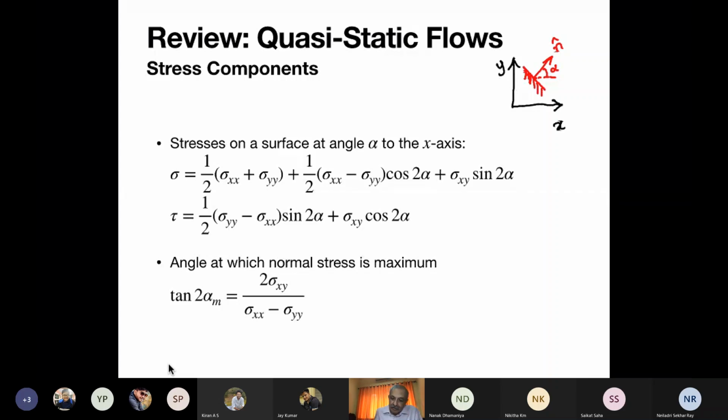So then the normal stress that is acting on this surface, the red surface over here, is given by this, where alpha is this angle. So sigma xx, sigma yy, sigma xy are given to us, and if you want to calculate the normal stress on this surface, it's given by this formula. And the shear stress on the surface is given by this formula. And then we saw that if we take the derivative with respect to alpha, we can find out the angle at which the normal stress is maximum.